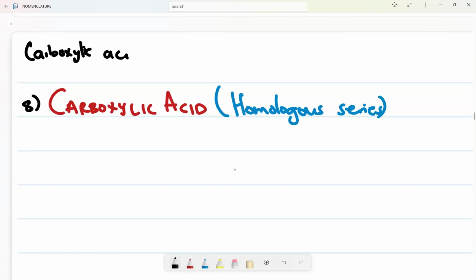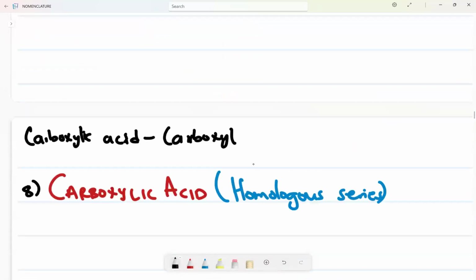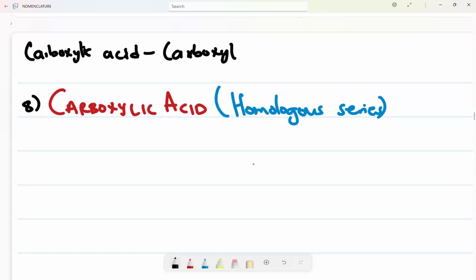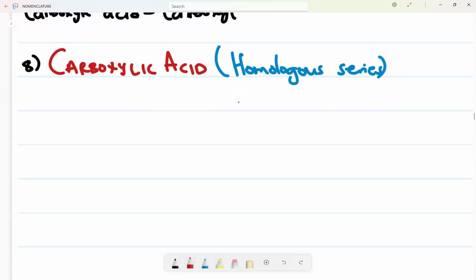is a name. So, can you guess its name? Its name is going to be carboxyl. Carboxyl group. Now, remember ketone. Do not confuse this. Ketone, it is carbonyl. Carboxylic acid, it is carboxyl. Now, let's look at the functional group of carboxylic acid. The functional group of carboxylic acid is carboxyl.